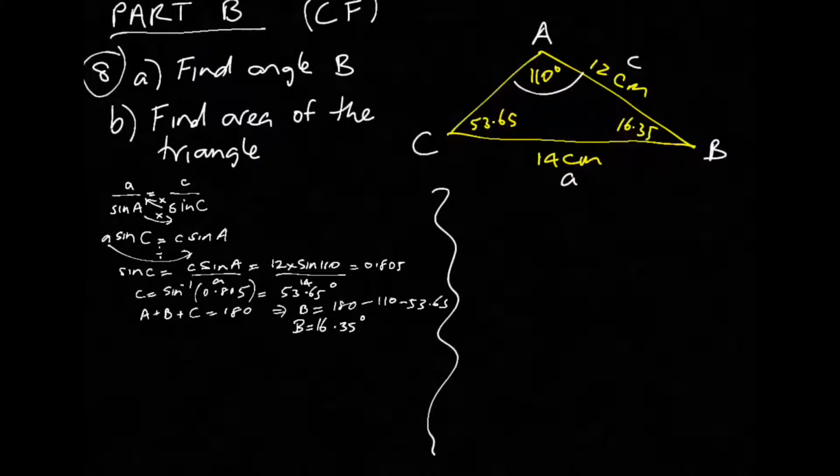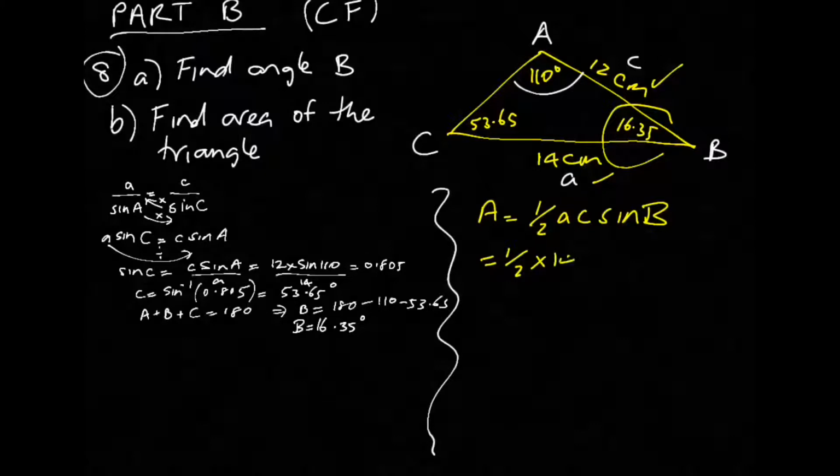So now they want us to find the area of the triangle. Now we've got this angle and we've got 2 adjacent sides. So we can use the area equals a half a c sine B, equals a half times 14 times 12 times sine 16.35, and that equals 23.65 centimetres squared.